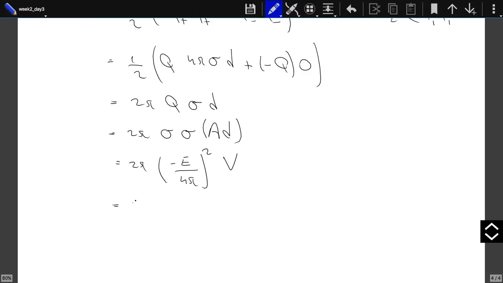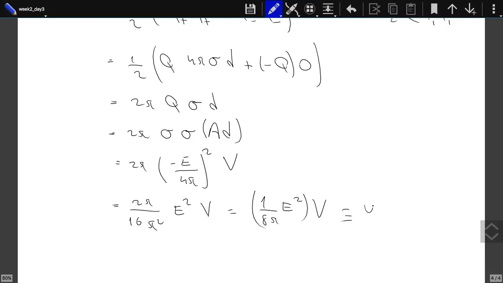This is equal to 2 pi over 16 pi squared E squared times V, or 1 over 8 pi times E squared times V. And then in your first year we had said that, okay, let's define this as the charge density inside our capacitor, which is uniform, times V. Of course, in this derivation we made many approximations, many assumptions.